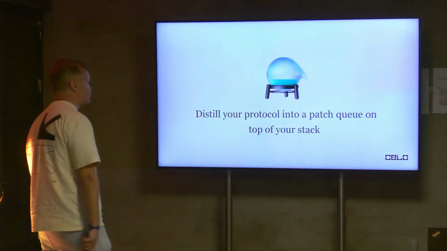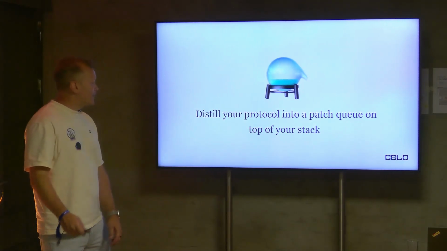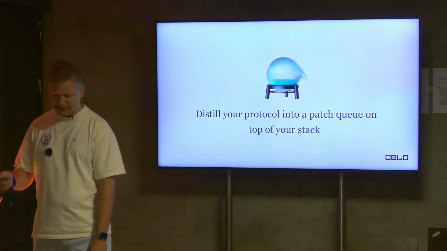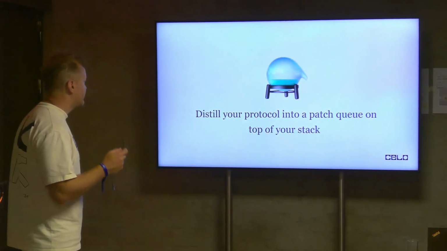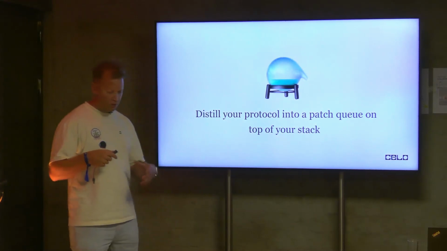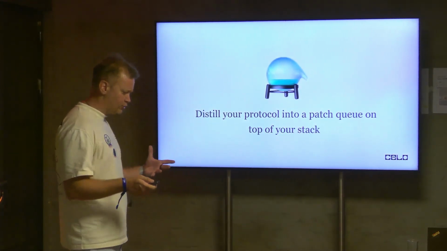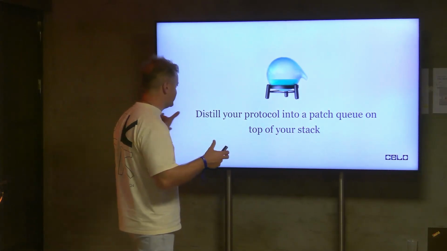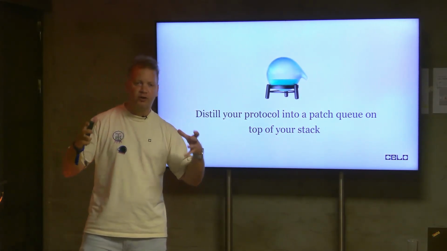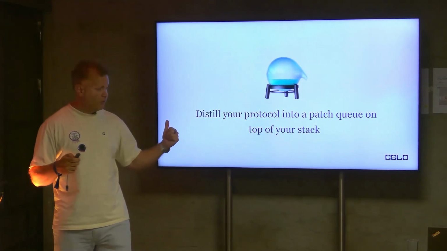So now, tip number 2, I guess I'm going too fast: distill your protocol into a patch queue on top of your stack. There are 2 parts here. First, distill. Celo has more than 4 years of history. We created some features, and the moment you are going to an L2, it's actually a perfect moment to distill your protocol. Basically, try to see, let's keep all those things that are really, really important and leave the other things apart. So do that process.